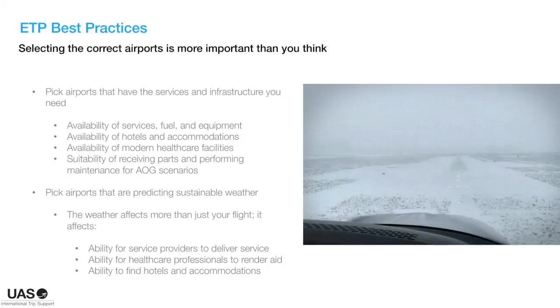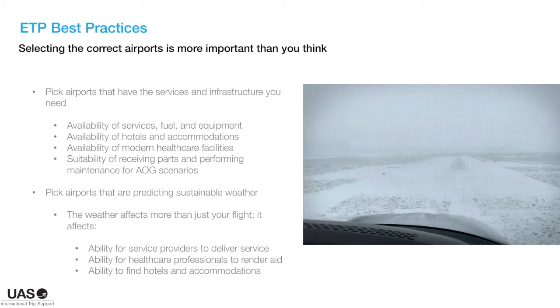Selecting the best airports is very important when you're doing ETP planning. This is a pet peeve of most of us in the industry who do flight planning on behalf of others. People are so willing to take a North Atlantic crossing with Gander as a coast out, Shannon as a coast in, and Keflavik as a tertiary airport. But you really need to look at it as more than that. You really need to look at this as airports that have the services and infrastructure you need: the availability of services, fuel, equipment, hotels and accommodations, modern healthcare facilities, or the suitability of receiving parts and performing maintenance for AOG aircraft.